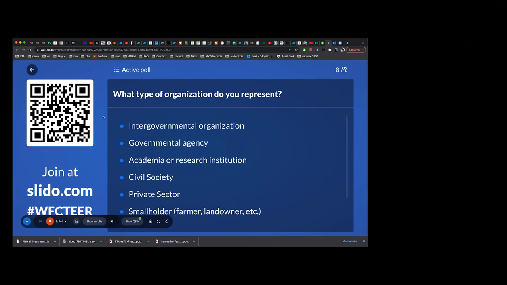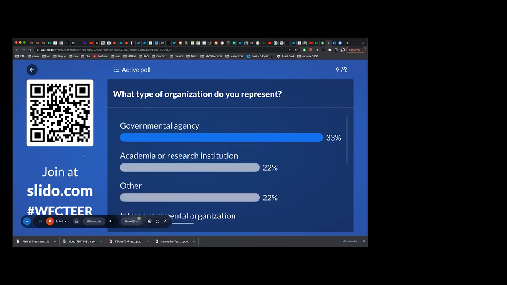Well, yes. Everybody can see the questions. In fact, it's about what type of organization do you represent? So just to have a broad feeling on who is here tonight. Trying to do it at the same time on my phone, just to see if it works. Yes, also the panelists should do this. It seems to work, okay.